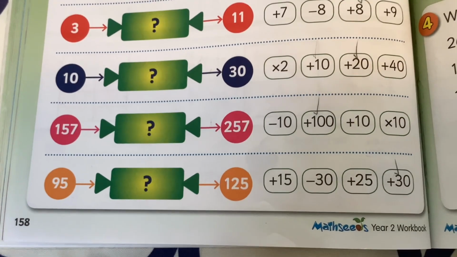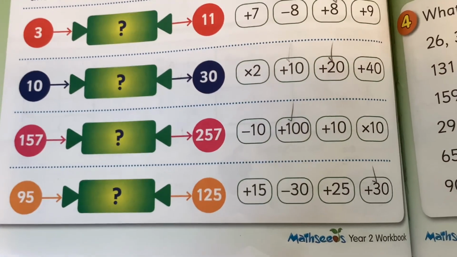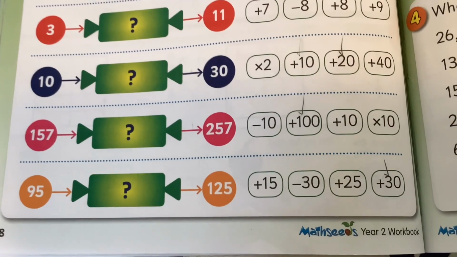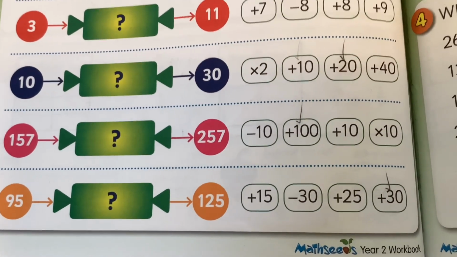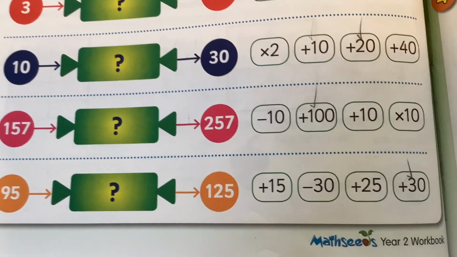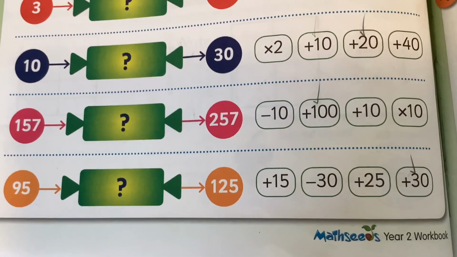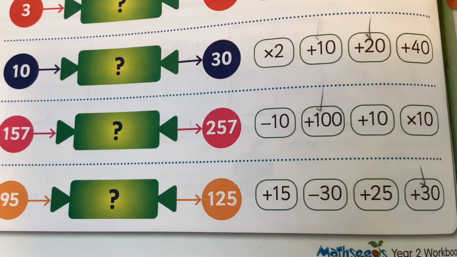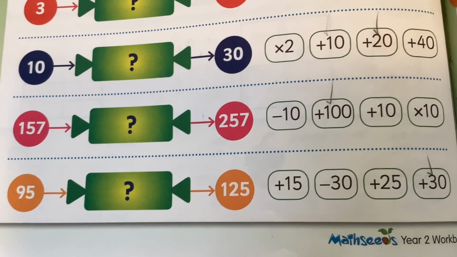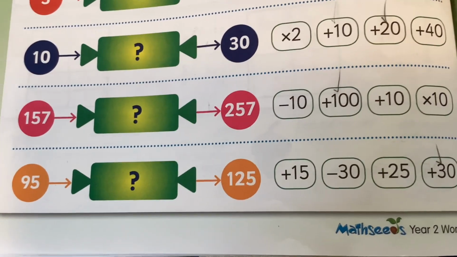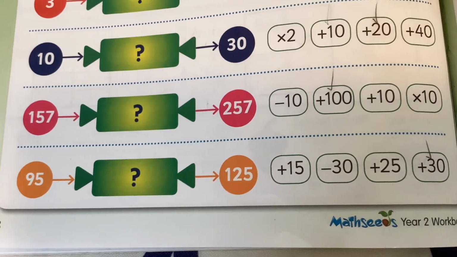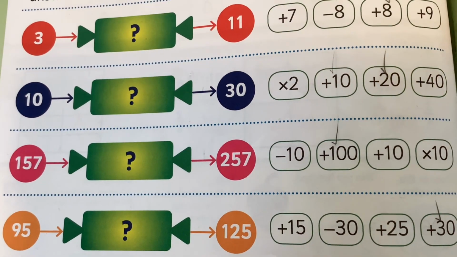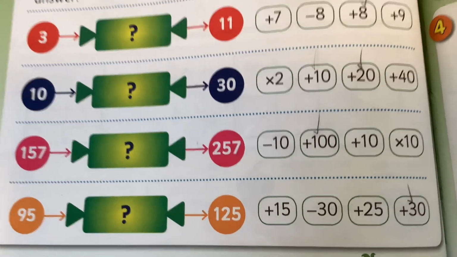The difference between 95 and 125 is 30, so I know the correct rule to use is plus 30, because 95 plus 30 equals 125. At first, I thought the correct rule to use was plus 25, but then when I worked it out, it was a different answer, so I used plus 30, and it gave me the correct answer, 125.